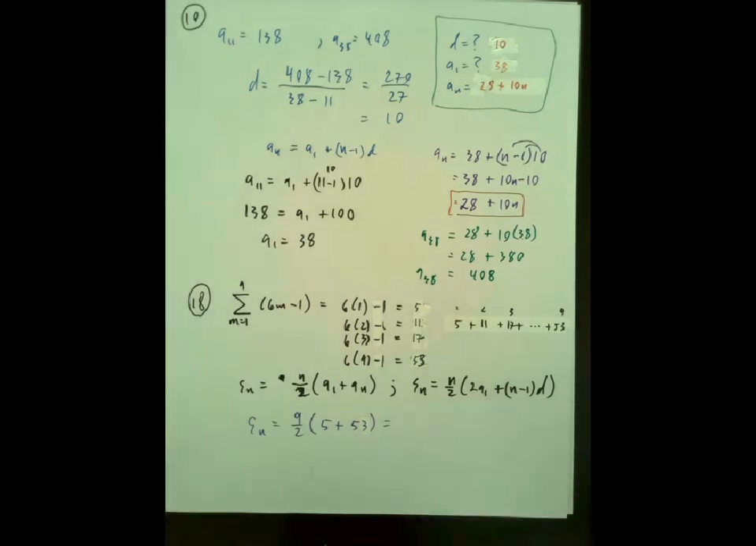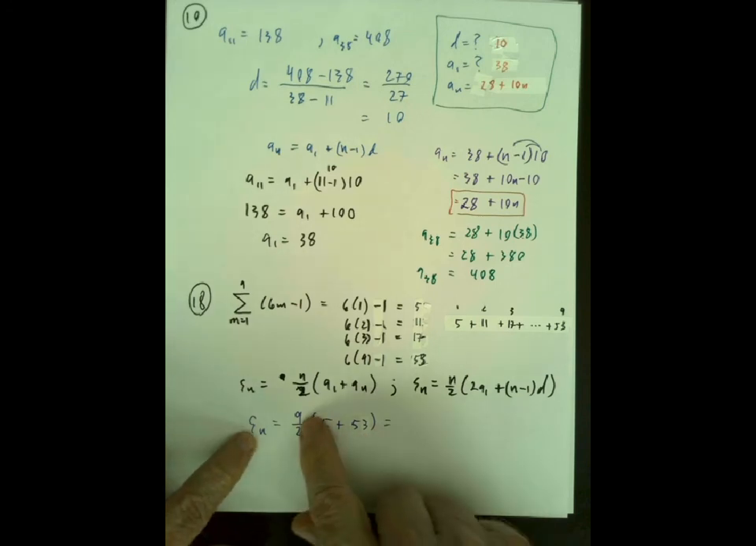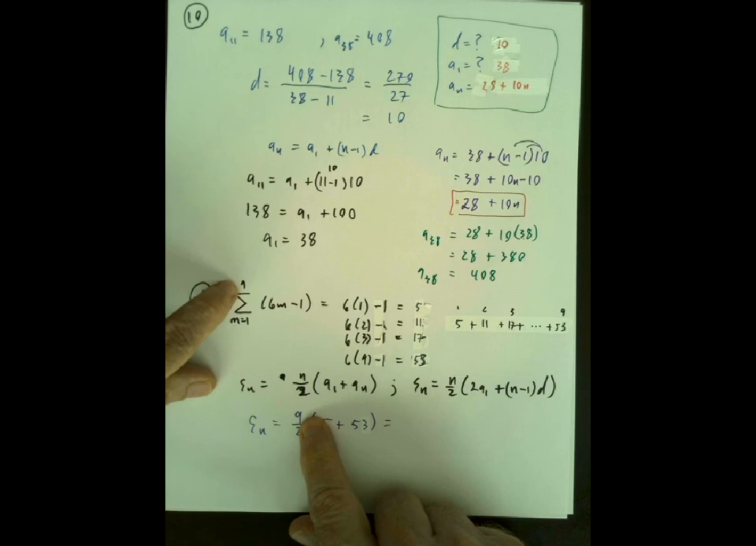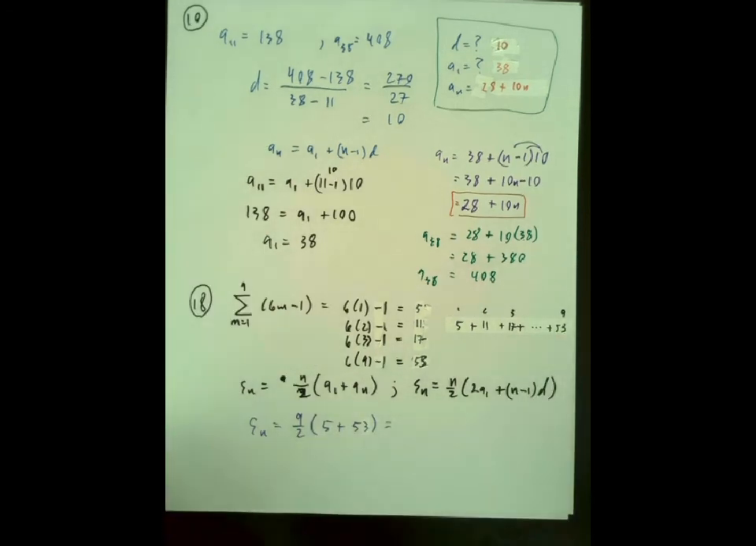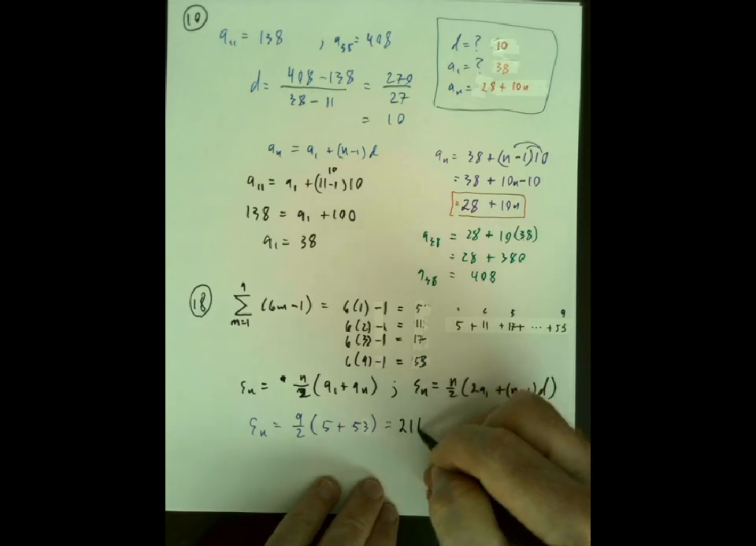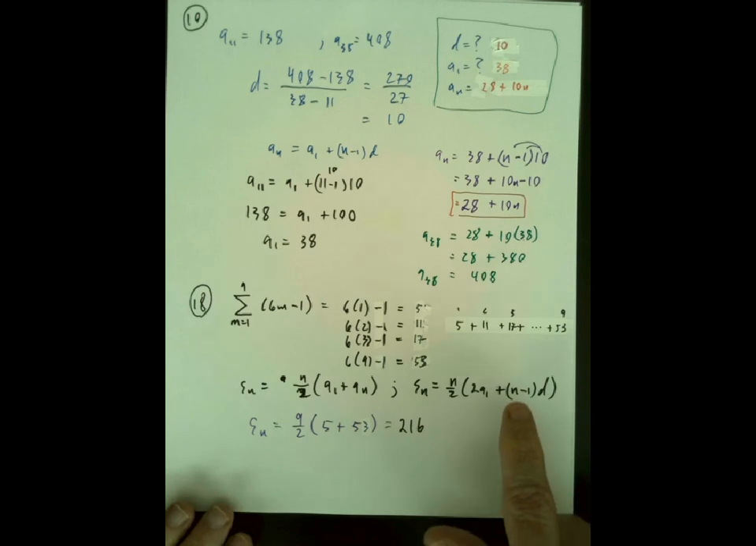I personally used this formula here. So I put 9 in for n because there are 9 terms in the series. A1 was 5, A9 was 53, and then we crank on the calculator to get the answer. That's 9 over 2 times 58, which works out to be 216. So that is the sum of the series, and you would have gotten 216 if you used the other formula as well.